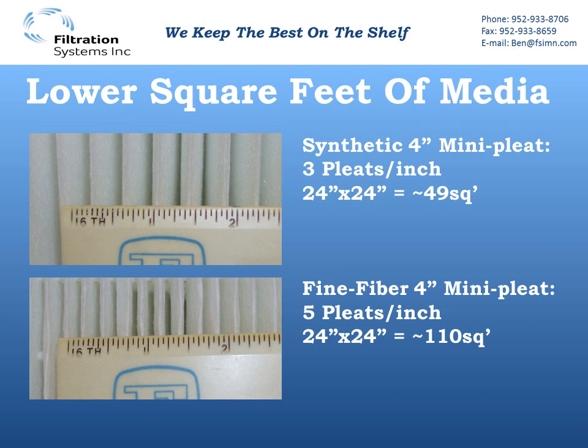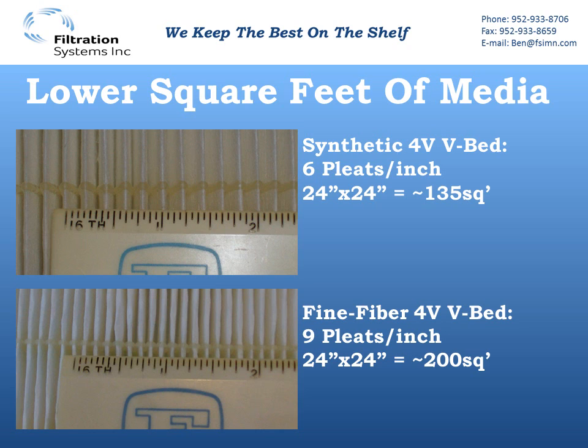So again, looking at the square footage of media in a filter, when we look at a synthetic 4-inch mini pleat, we have about 3 pleats per inch. So for a 24x24 filter, you wind up with about 49 square feet of media. The fine fibers, however, we can actually put up to 5 pleats per inch, giving us 110 square feet of media.